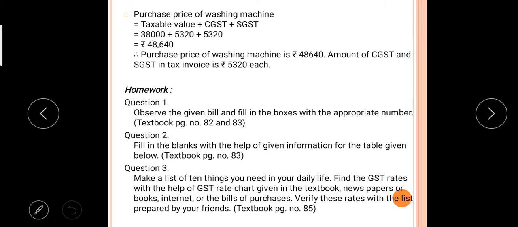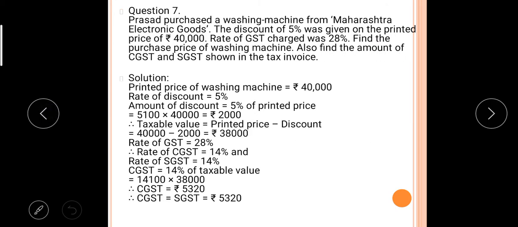Now student, this sixth question I have explained, this seventh one you have to, okay, let it be. Prasad purchased a washing machine from Maharashtra Electronic Goods. A discount of 5% was given on the printed price of rupees 40,000. Rate of GST charged is 28%. Find the purchase price of the washing machine. Also find the amount of CGST and SGST shown in the tax invoice. Very simple question. Printed price of the washing machine is 40,000.